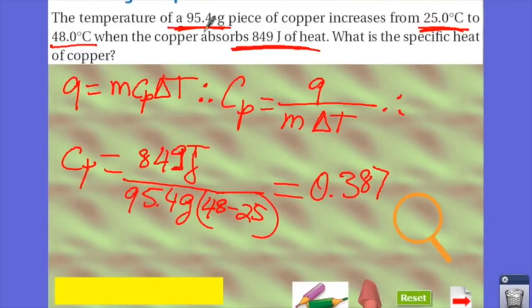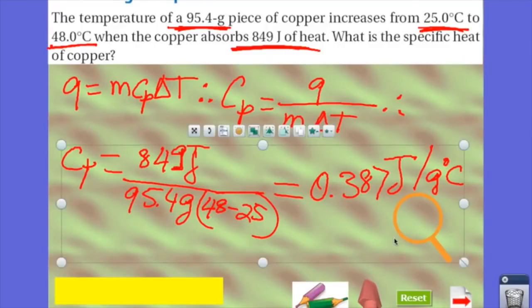Let's see how many significant figures. It is 3 here, and 3 all over. Now, let's check the unit for specific heat. The unit for specific heat is joules per gram degree Celsius.